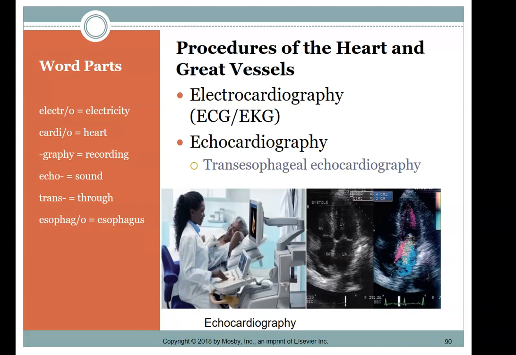And then you have your word parts. Electro is electricity. Cardio is heart. Graphy is recording. Echo equals sound. Trans equals through. And esophago is esophagus.